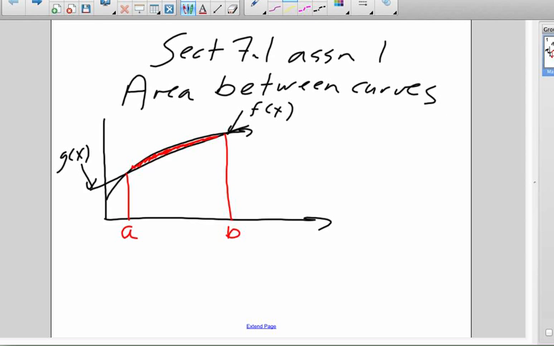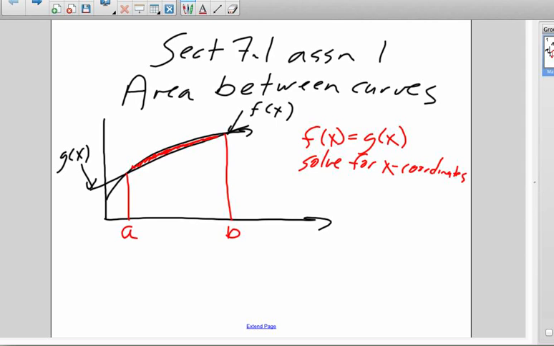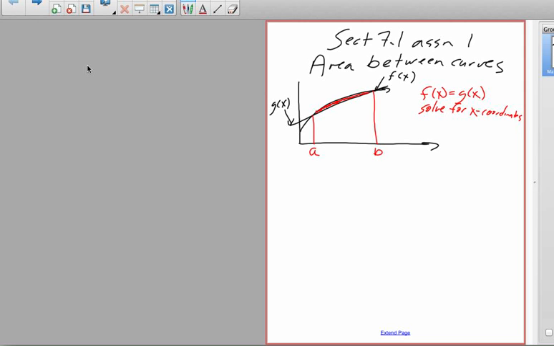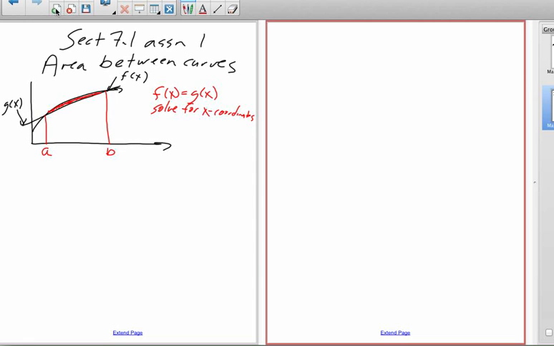and B. So in order to find the x coordinates of those points, you set f of x equal to g of x, and then solve for x. And that gets you your A and your B. And what we're going to be doing here is definite integration. We've been doing indefinite, by and large, with differential equations. We're going to go back to definite now. Okay, so let's take a look at what we've got here.